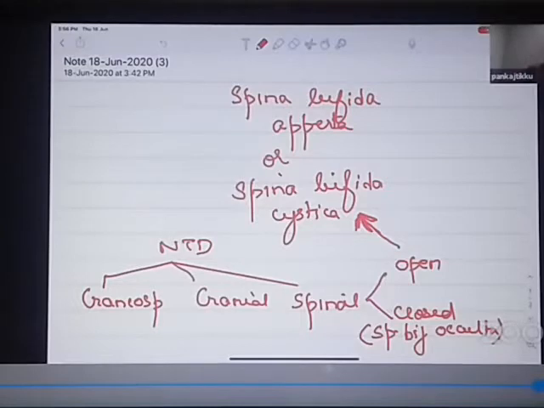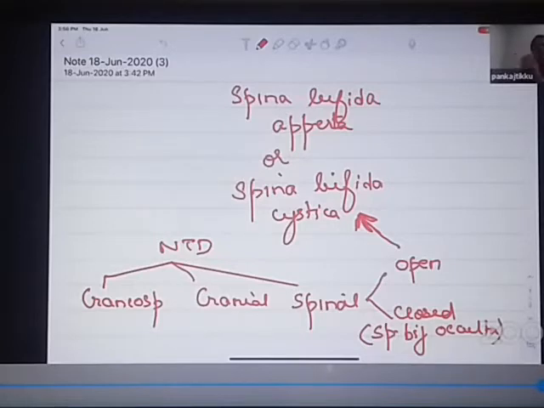When only the meninges is herniating out, it is known as a meningocele. When both the meninges and spinal cord are herniating out, it is known as a myelomeningocele. Why did I not tell you this? Because these were old terms and are no longer used. But in case you are asked, sir, what is a spina bifida aperta or a spina bifida cystica? It is a type of open spinal neural tube defect.